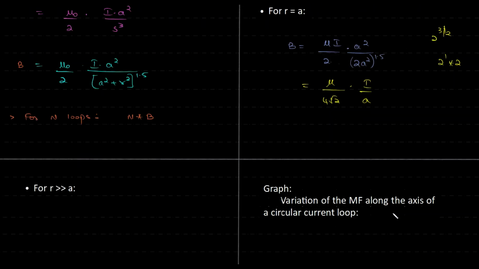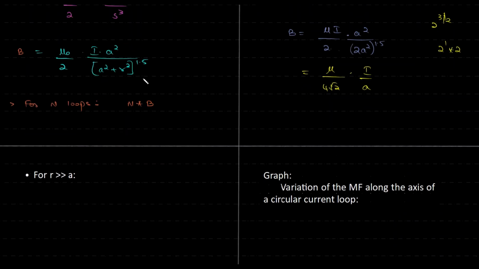Okay, then what else we have? For very far away, so r is a lot bigger than a. So this will be mu naught by 2 I a square divided by r to the power of 3.